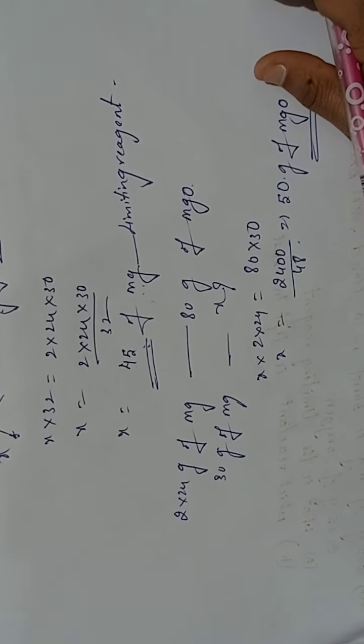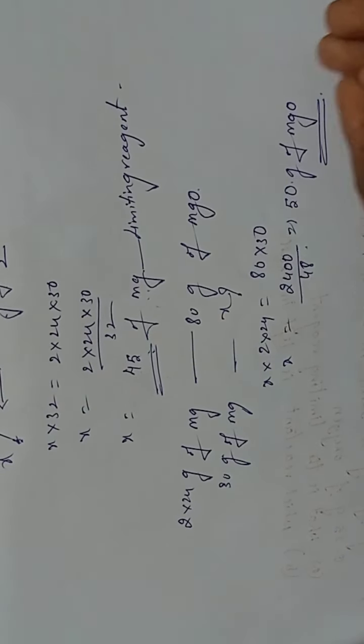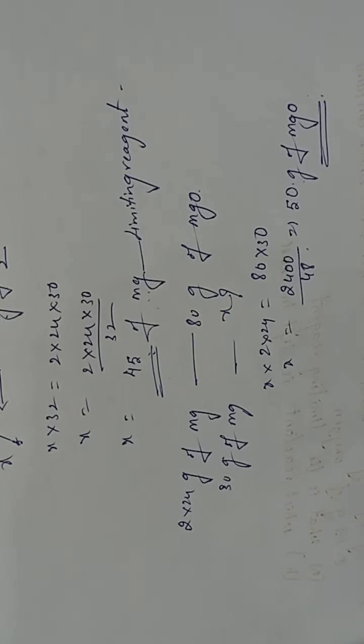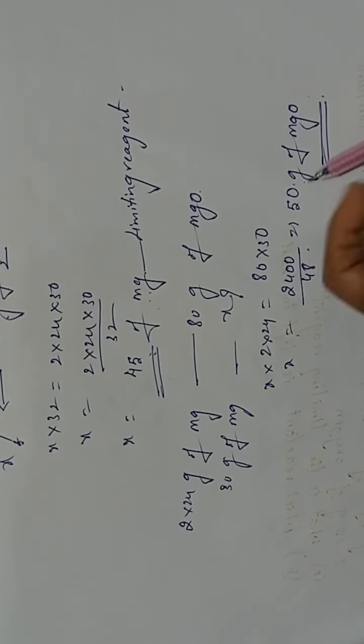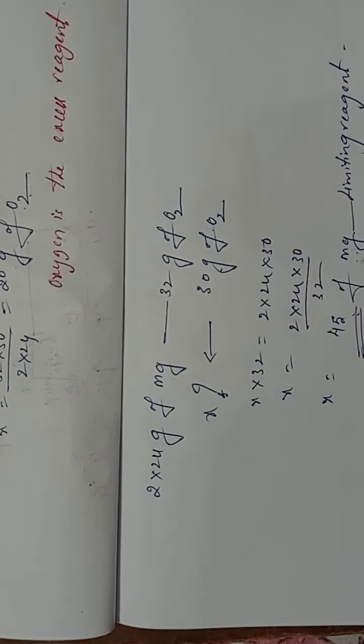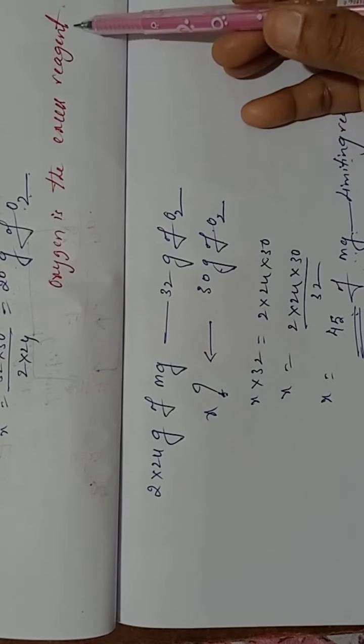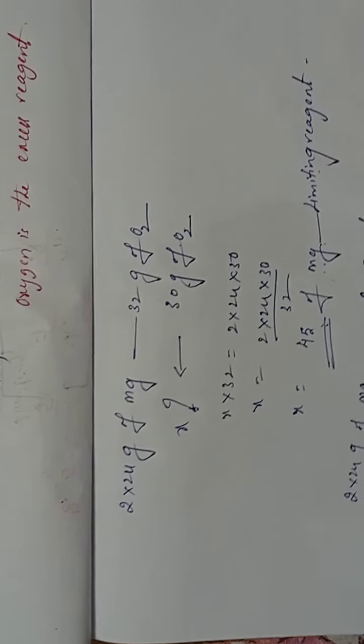Understanding, students? 50 grams of magnesium oxide. Are you clear on this one? Now see, students, here we calculated the magnesium oxide weight. So we calculated that magnesium is the limiting reagent and oxygen is the excess reagent. Correct? Oxygen is the excess reagent.